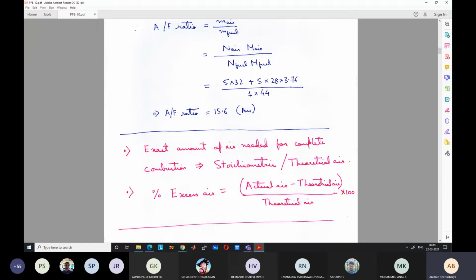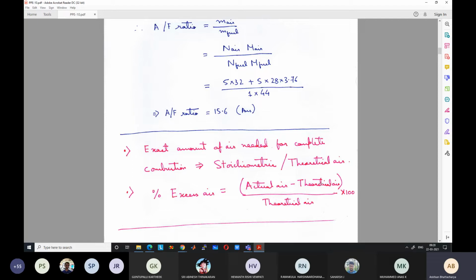So if there are localized pockets of air, pockets of fuel, fuel-rich areas, there is a tendency to form carbon monoxide and also soot particles, small carbon particles, which are also very harmful if they go to air. That's why sometimes slightly more amount of air is used. If more amount of air is used, we call it a lean mixture. If less amount of air is used and more amount of fuel is used, we call it a rich mixture.